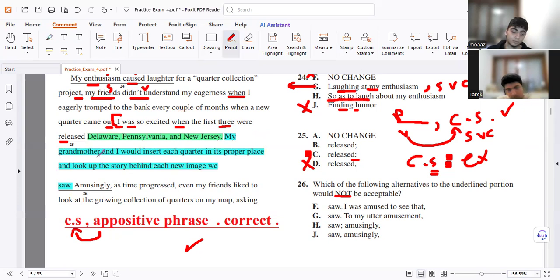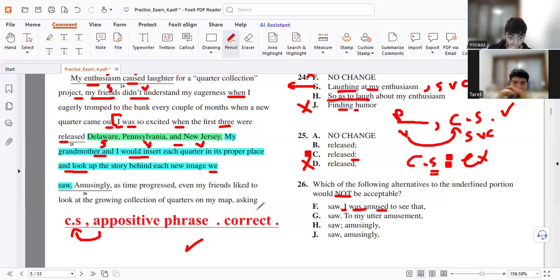My grandmother and I, compound subject, would insert verb, search each other's importance, proper place, its place and look up. Look up, and verb again, compound, and then look up just to redefine each new image. So a clause with which, but it's deleted because it's a relative clause. So to the full stop, correct. Check the other one: subject, verb, complement to the end. Is it correct?